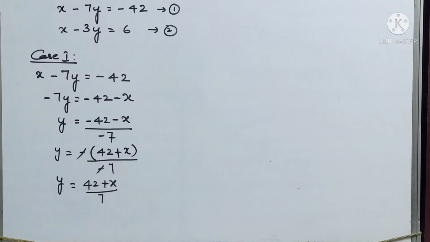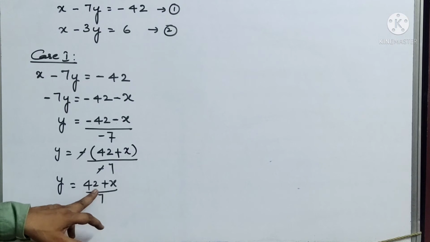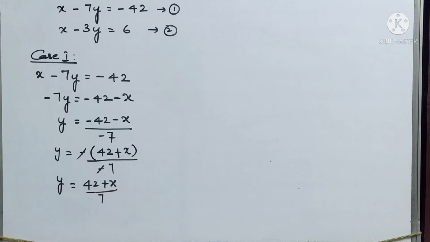Okay? Means we are finding now the coordinates to plot the points. We are finding the coordinates, x coordinate and y coordinates, to plot the points on the graph. Now here y equals to 42 plus x by 7. Okay? Children, I am saying clearly, look.